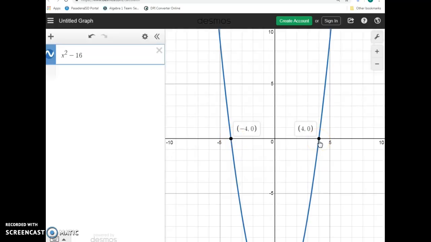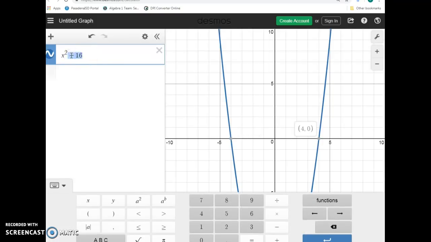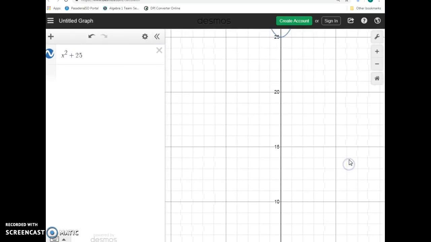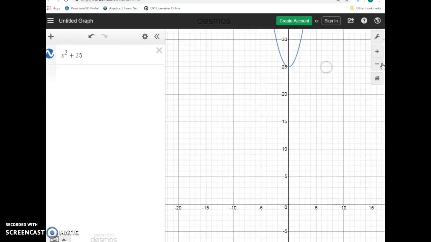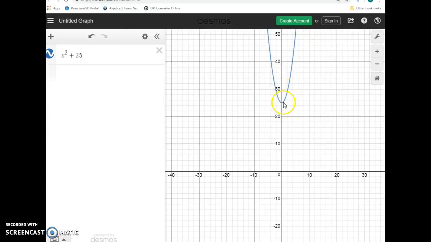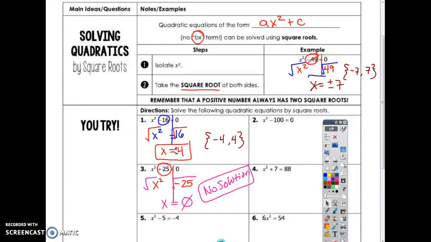Okay? But look what happens when I change this to plus 25. Como el número 3, plus 25. See? It never crosses the x-axis. Nunca cruza la x. So there's no solution. Okay? So this one's going to have no solution.